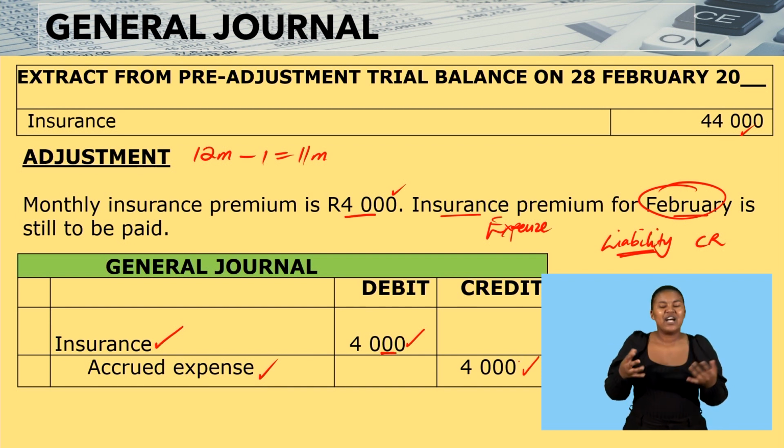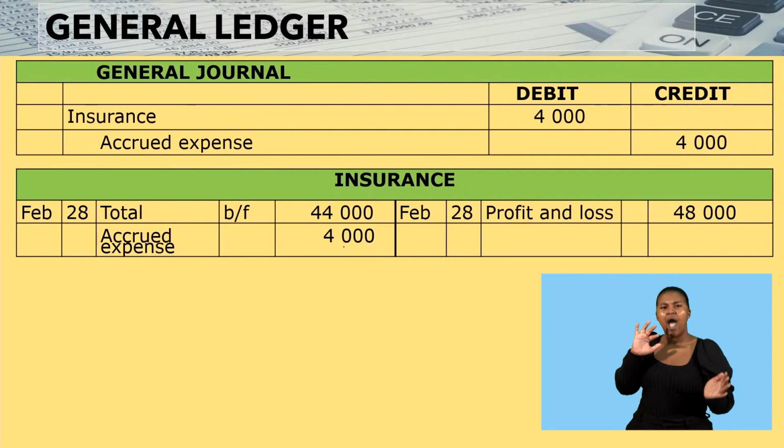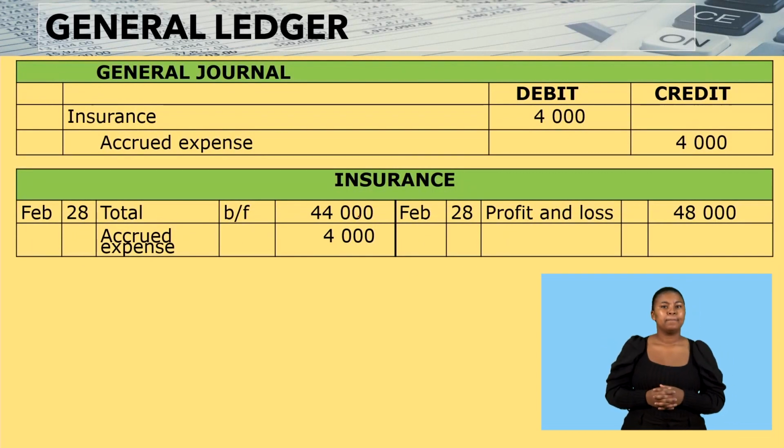Very important. When you have done your general journal, it will help you now, even when you do your general ledger. Let us see how our general ledger is going to look. The first thing is you start with your total brought forward. Remember what I said. Insurance is an expense. Therefore, it will have a debit balance. An expense on the debit side. So we bring the total, which is 44,000. Remember, this is what we paid for the 11 months.